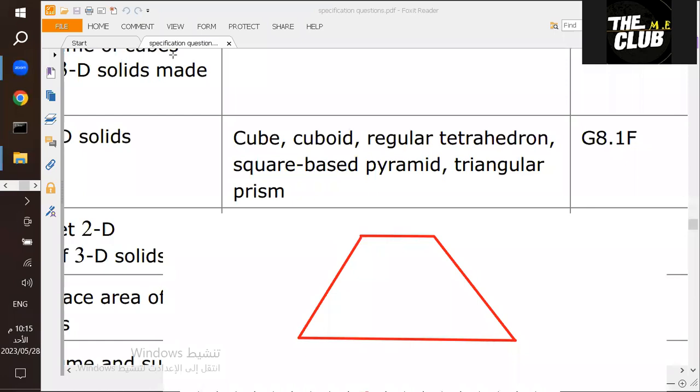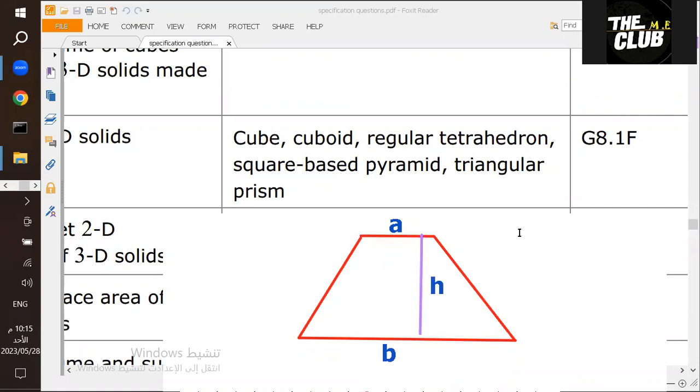Regular shape. It has a smaller base and a bigger base. The small base is called A. The bigger one is called B. And it has a height in the middle. You find this line like this all the time. Okay? It's called the height.